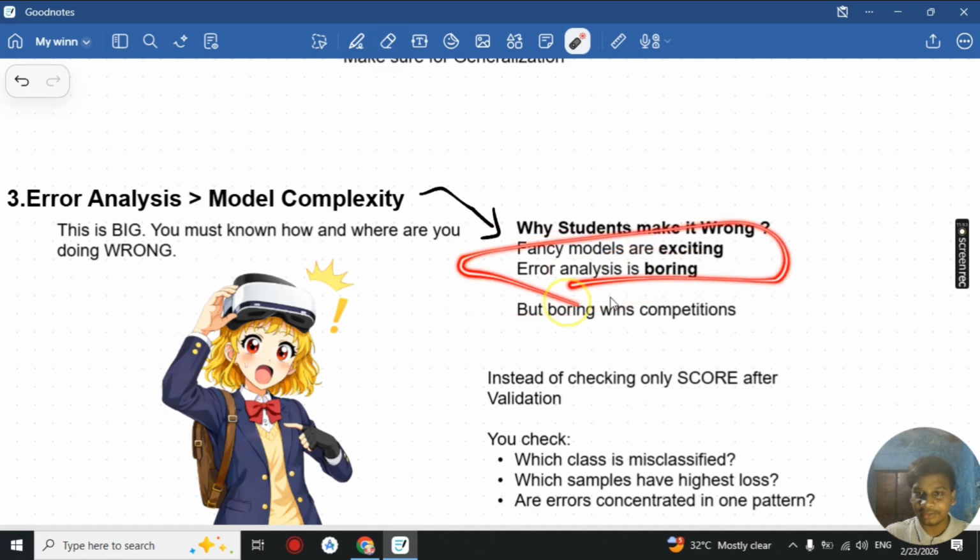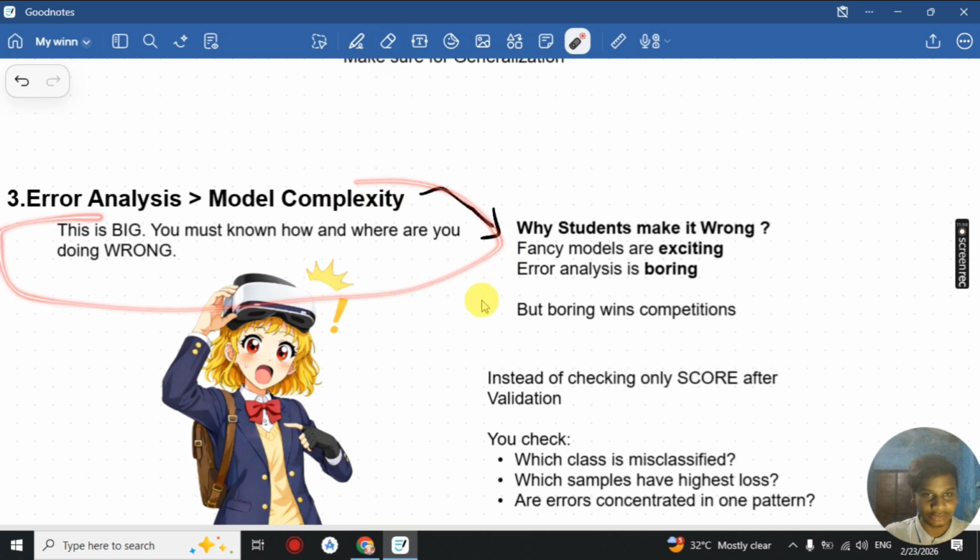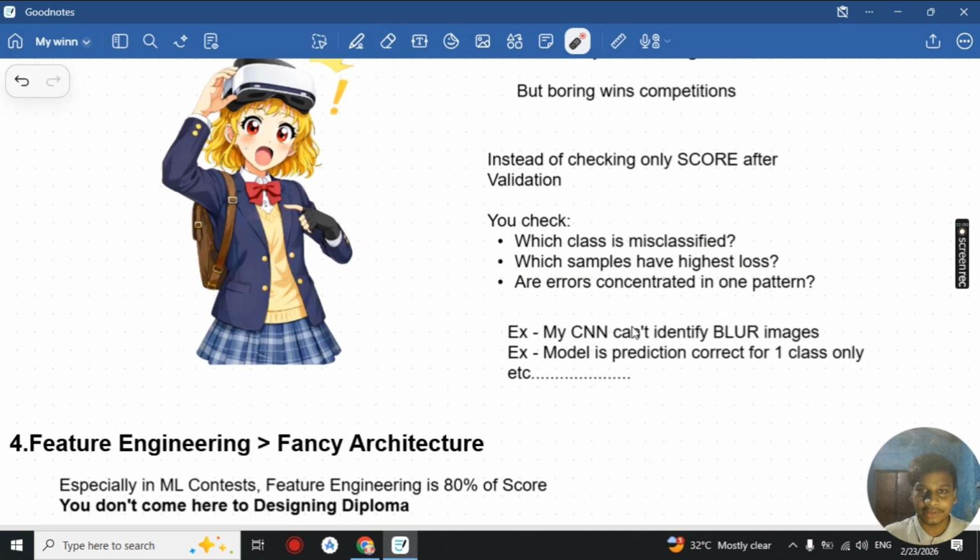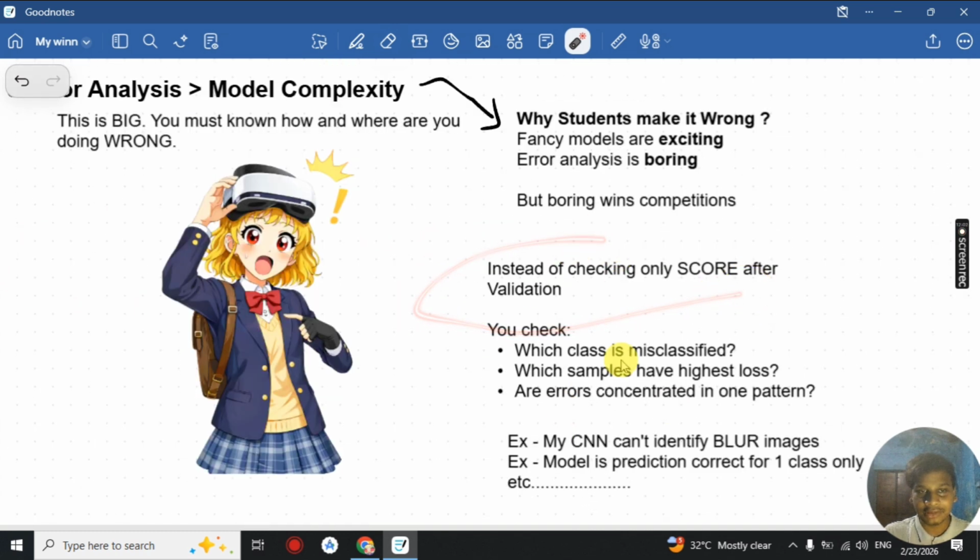So you must make sure that you understand the error of what your model is actually doing, not how big or good your model complexity is. So you check which class is misclassified, or which samples have the highest loss, or whether errors are concentrated in one pattern, basically understanding the error pattern. You understand why your model is making wrong or correct predictions.